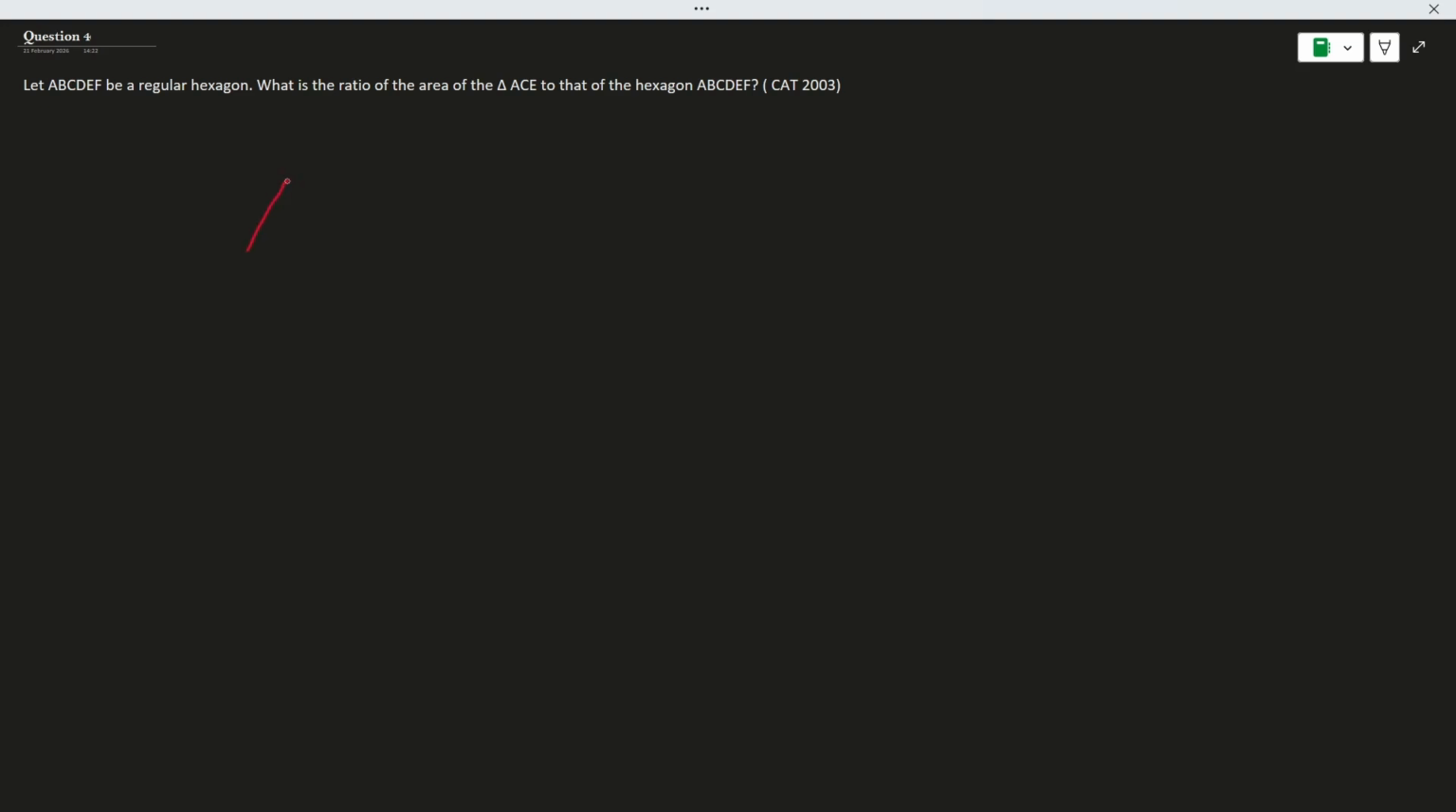So first let me draw a regular hexagon. See, what is the definition of a regular hexagon or any regular polygon? All the sides must be equal, all the interior angles will be equal, and also there will be a center, a point which is equidistant from all the vertices of the polygon. Okay, so this is a regular hexagon. Properties of a regular polygon, you can say this is true for all regular polygons.